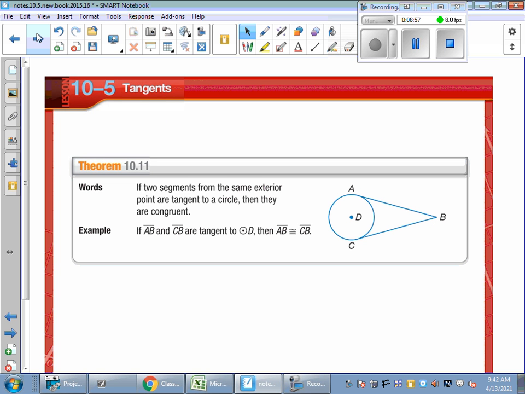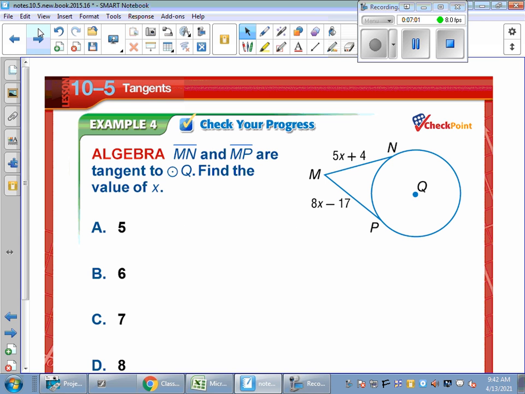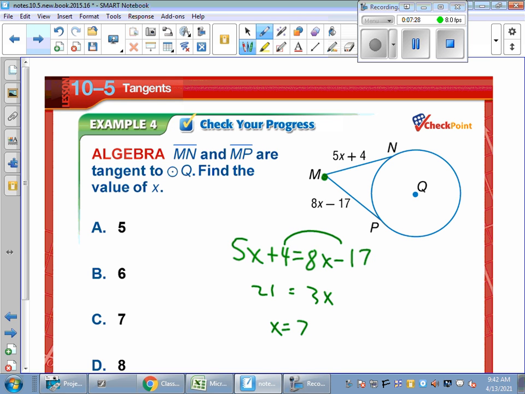If two segments are from the same exterior point, then they are congruent if they're tangent. So taking a look here, again, here's your point. It says they are tangent, so you just set these two equal to each other. 5x plus 4 equals 8x minus 17. Give you a chance to solve that one on your own. So if you do, you would get 3x over here. You would add this over to get 21, and you divide and you get that x is 7. Final answer is 7.